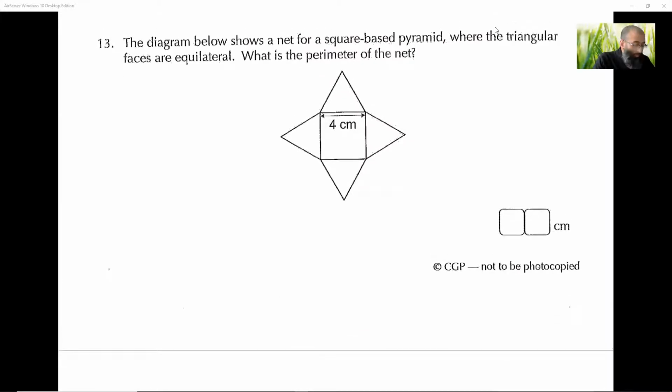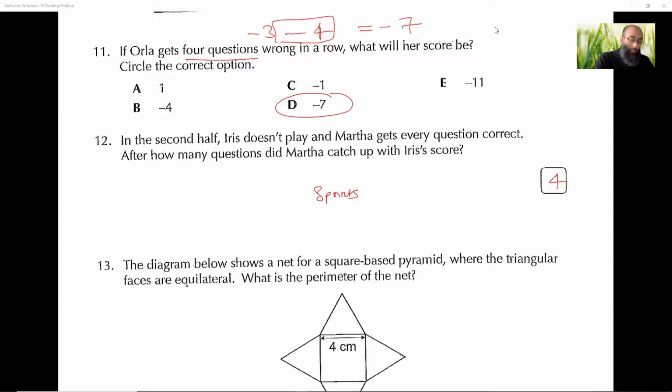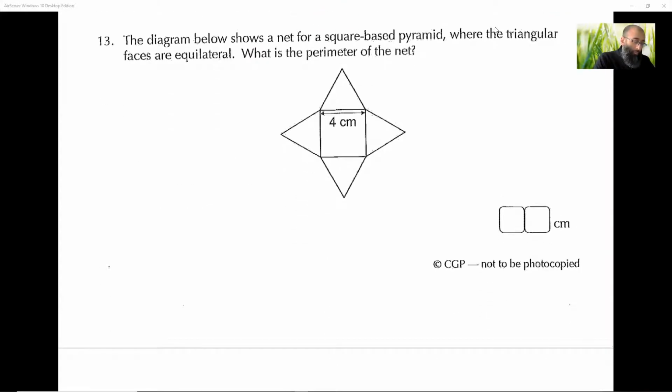Question number 13. Let's have Iman. The diagram below shows the net for a square-based pyramid where the triangular faces are equilateral. What is the perimeter of the net? So let's have a look at some of the keywords. You have a square-based pyramid, the triangular faces, and the keyword here is equilateral.